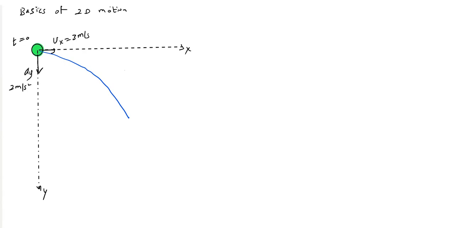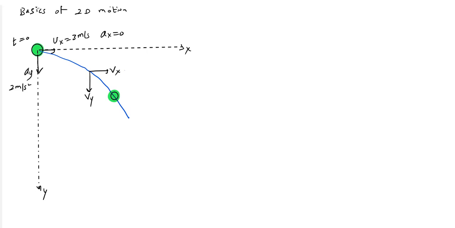After some time, the particle will be somewhere here. But how can you say it will be there after some time? Now, because of acceleration, the velocity along the y-axis should keep on increasing, and there is no acceleration along the x-axis. So the velocity of the particle will increase along the y-axis.